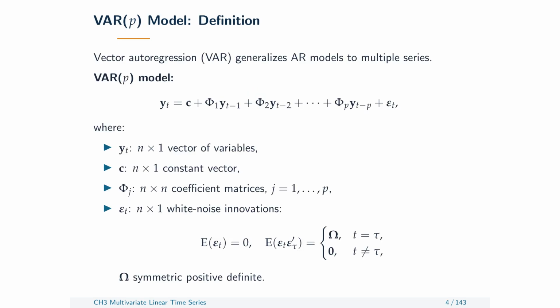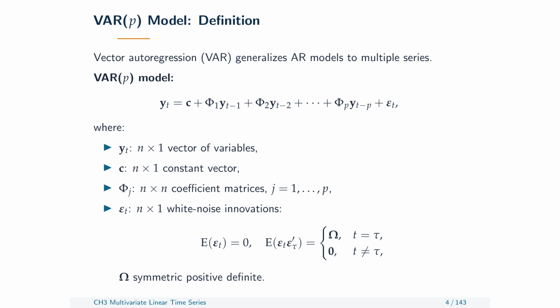A vector autoregression, or VAR, generalizes an autoregression to a vector of variables. In a VAR of order P, the current vector y equals a constant vector plus coefficient matrices multiplying P lagged y vectors, plus an innovation vector. Every equation may include lags of every variable.